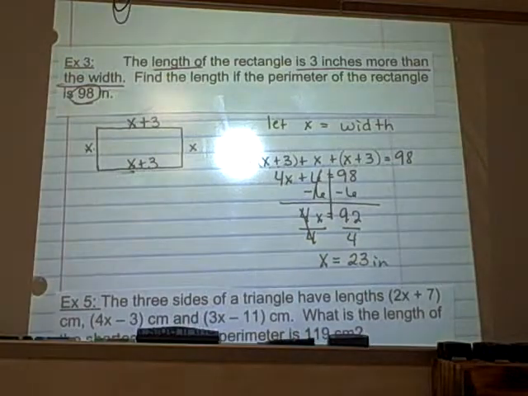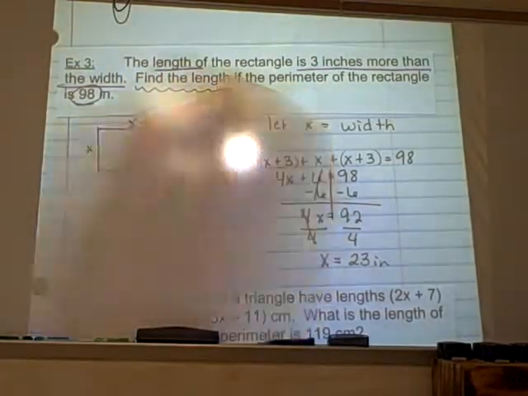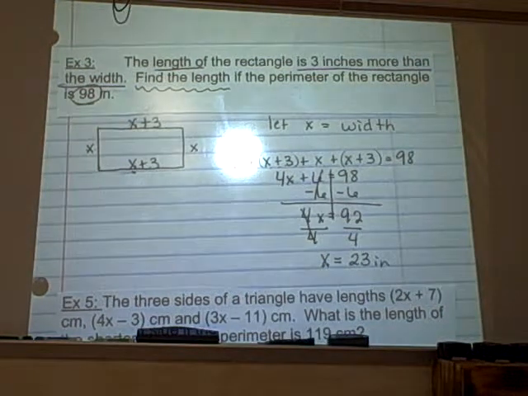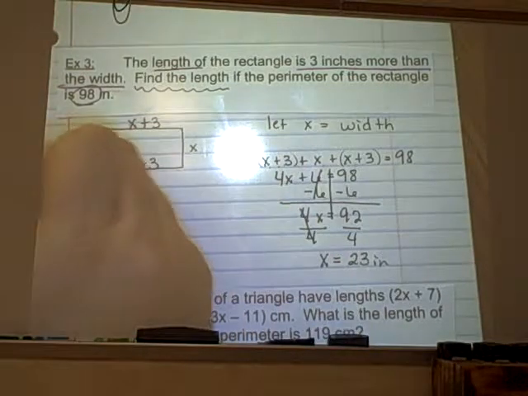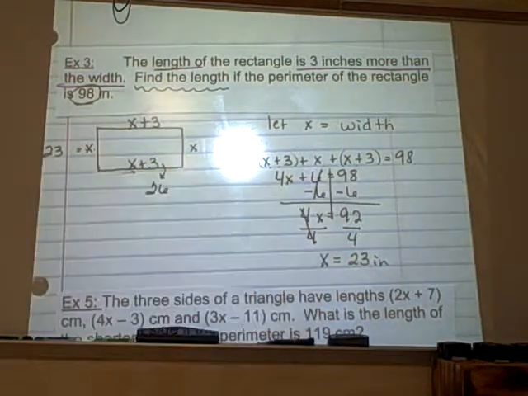What's the question asking me to find? Find the length. Now, wouldn't we be able to find the length? What would we do? You're going to add your 3. So what's the length going to be? 26. So this is 23. This right here is 26, because you just add your 3.